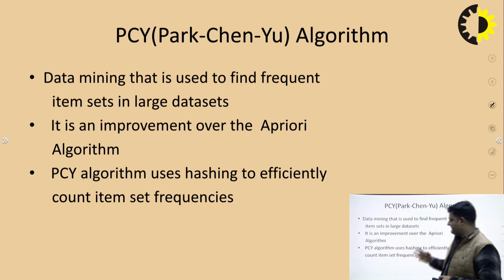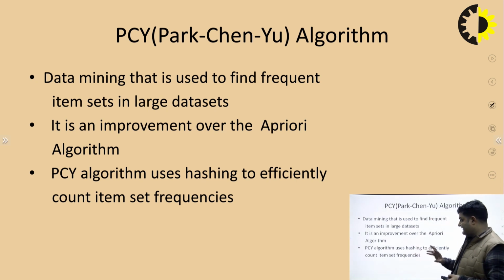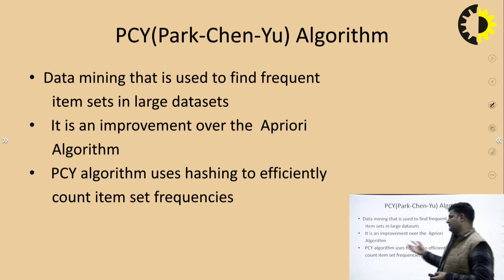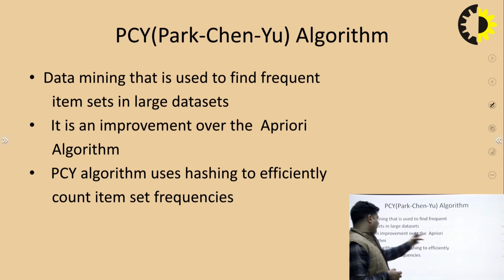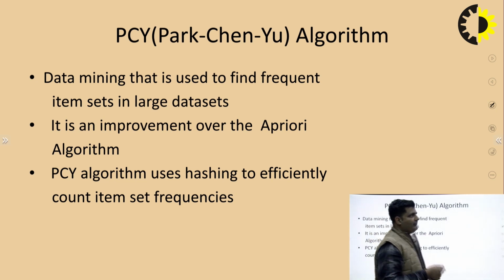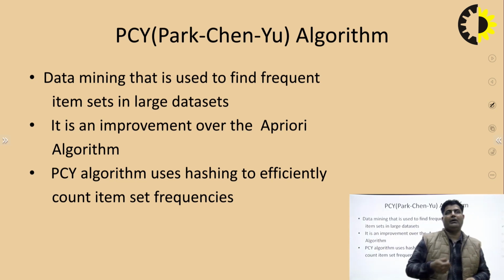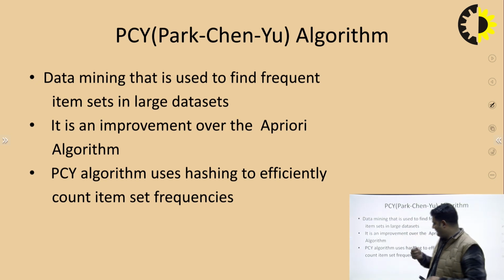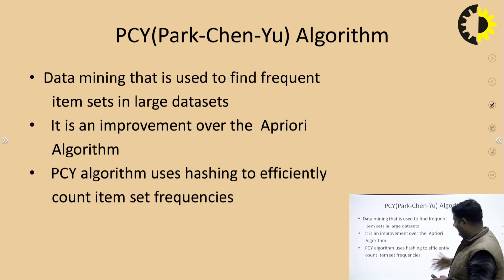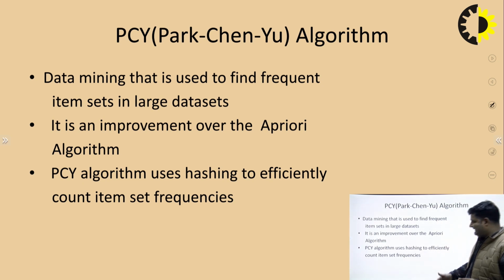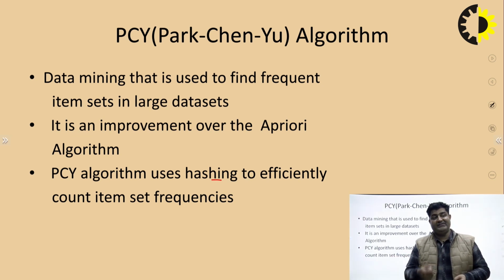So with the help of this, they try to find out this. And this is the improvement over the Apriori algorithm. If we compare both of them, Apriori and PCY, PCY is more beneficial and gives a more accurate result as compared to the Apriori algorithm. And why is it better? Because the PCY algorithm uses hashing to efficiently count items, meaning they use a hash function to find out the efficient count of the frequent item set.